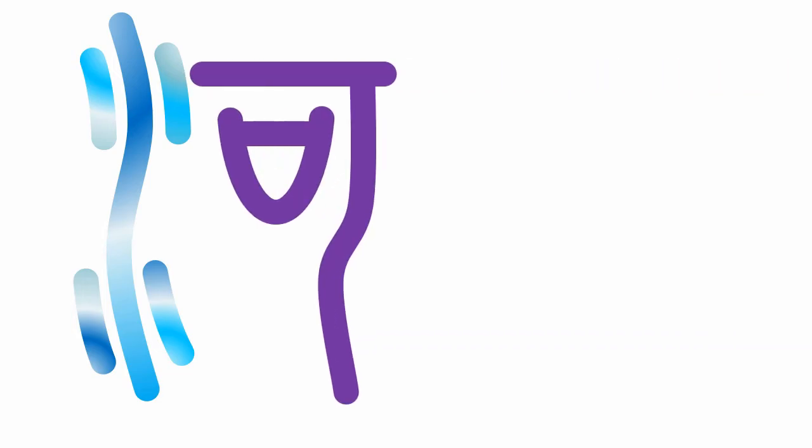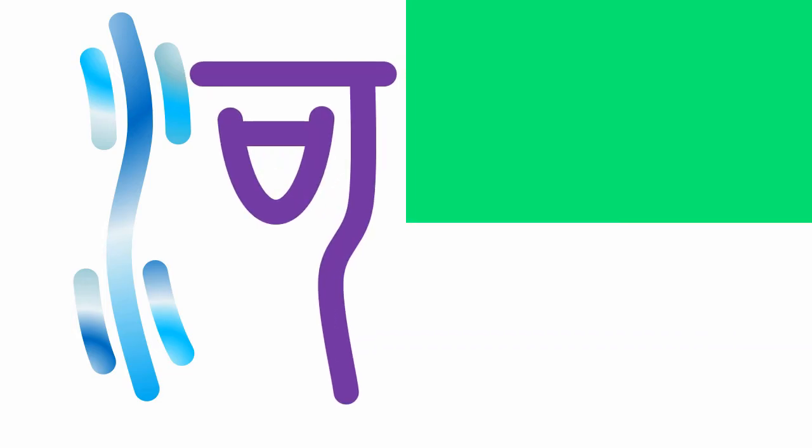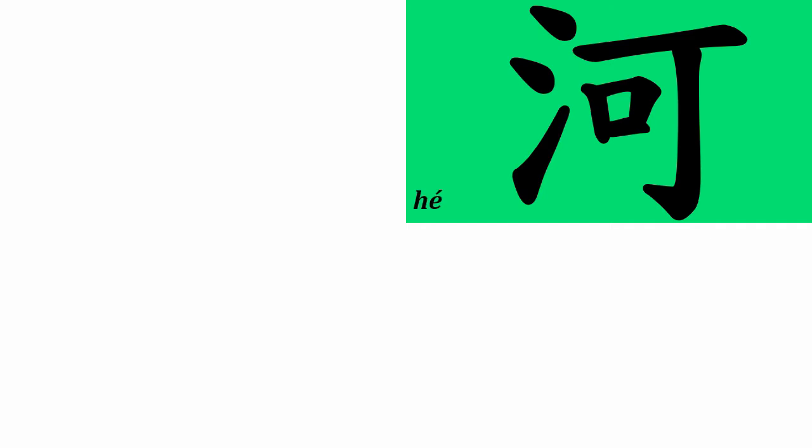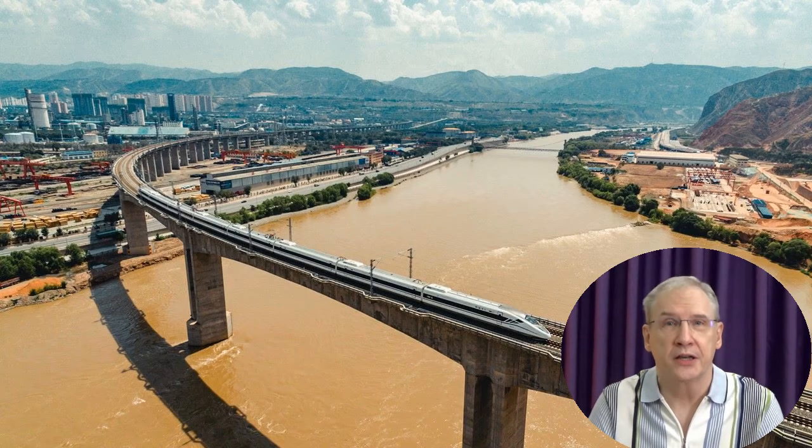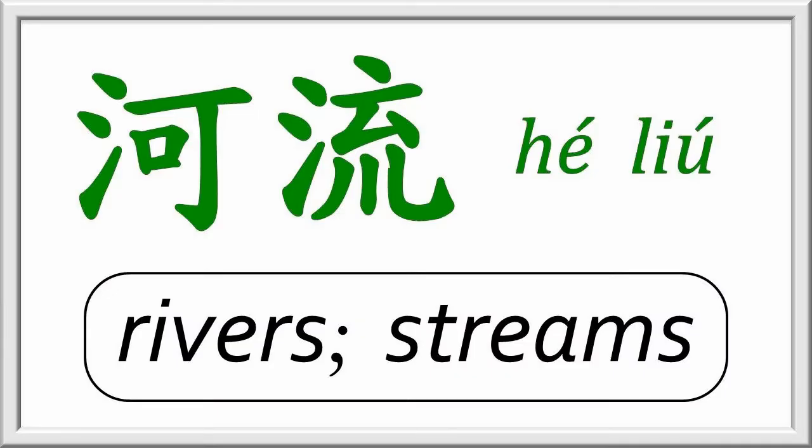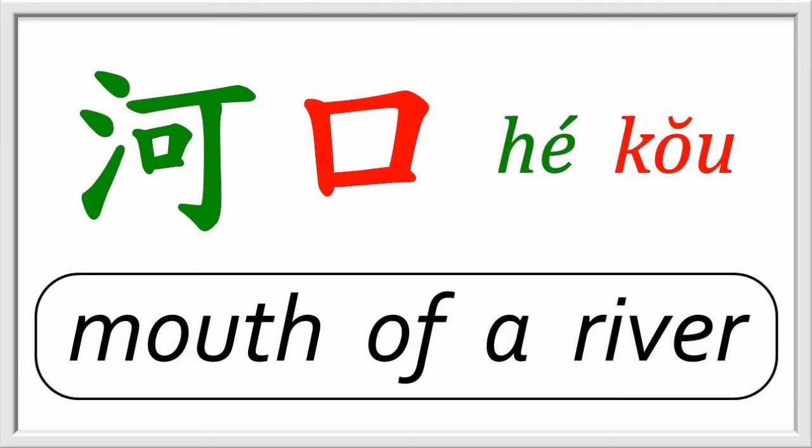Our next character is the character for river or stream, that three-drop water radical with 可 as phonetic. Also pronounced second tone, 河, he. This character originally referred to the Yellow River, but was extended to become the general term for any waterway, especially in conjunction with the character 流 that we learned in Lesson 14. 河流, rivers or streams. The mouth of a river is called 河口, just as in English.